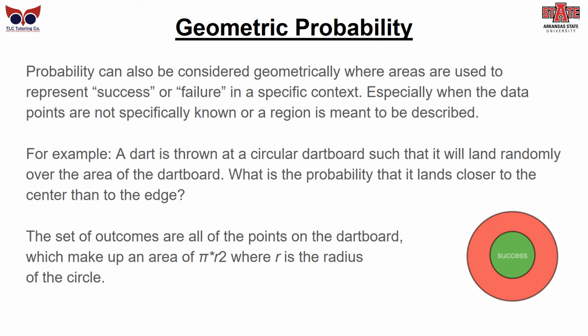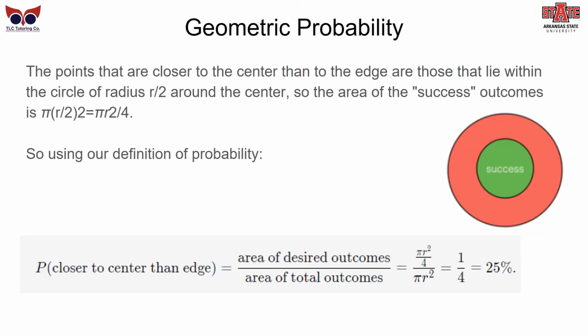So the set of the outcomes are all the points on the dartboard, which make up an area of pi r squared, where r is the radius of the big circle, right? That's all the places it could hit. Let's continue on. The points that are closer to the center lie within the circle of a radius of r divided by 2. So that's the green circle. So the area of success is pi times (r over 2) squared, or pi r squared over 4.